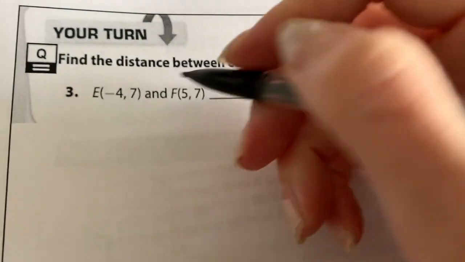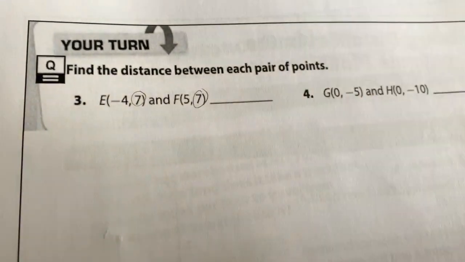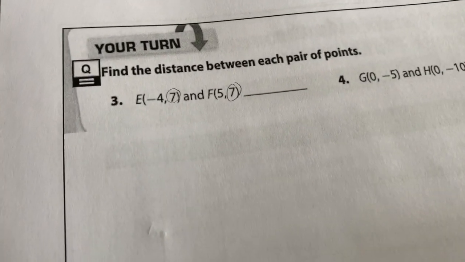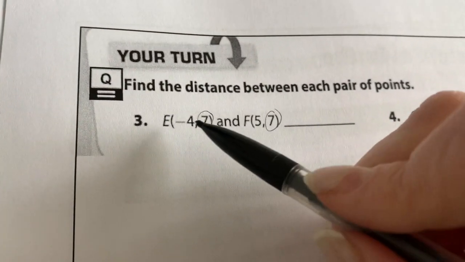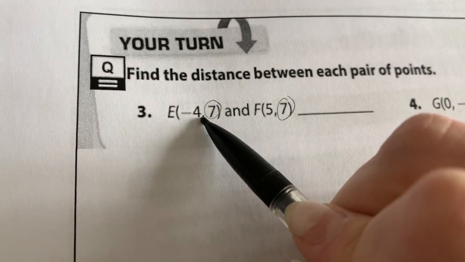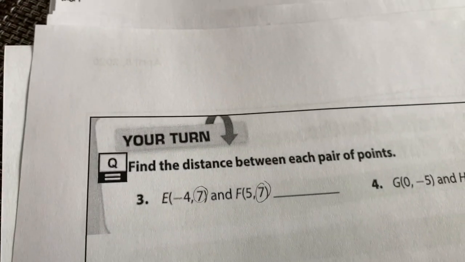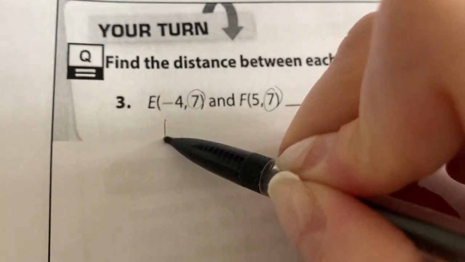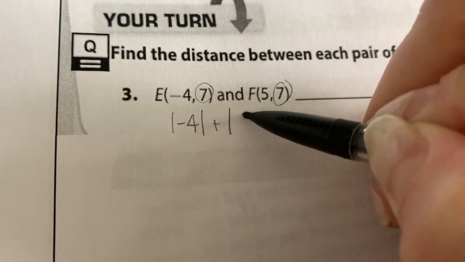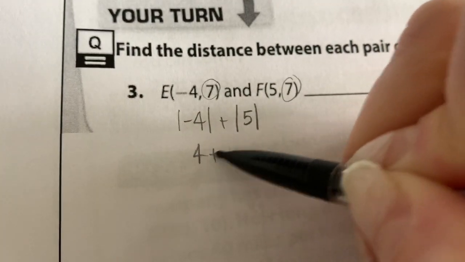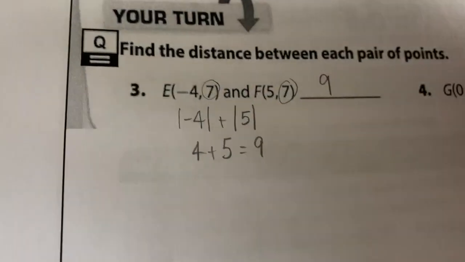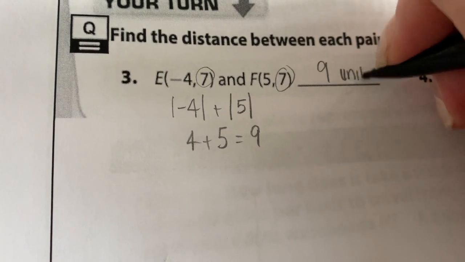For number 3, you can see that you have the y values the same. So for the y values being the same, we're going to look at the x values and find the difference. What you can tell is that this x value is negative, this one's positive, so they must be on opposite sides of the axis, which means you're going to add them. So the absolute value of negative 4 plus the absolute value of 5 is going to be 4 plus 5, which is 9. Okay, and let's say units.